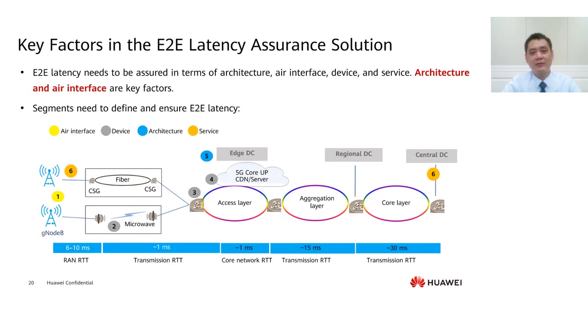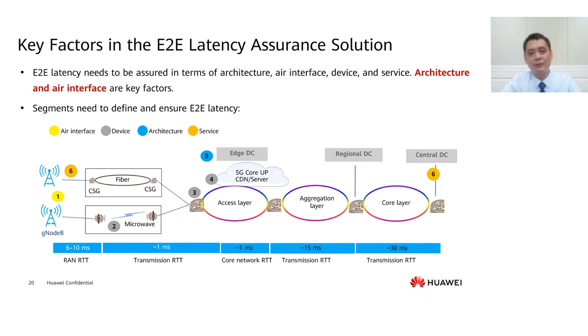The first solution aims at latency assurance. The end-to-end latency needs to be analyzed in terms of architecture, air interface, device, and service. Devices, including microwave devices, routers, and core network devices, are relatively mature with low latency achieved. At the service level, we do not need to place much concern on latency. So how to reduce latency in terms of architecture and air interface will become our focus. As for architecture optimization, the MEC solution is proposed.